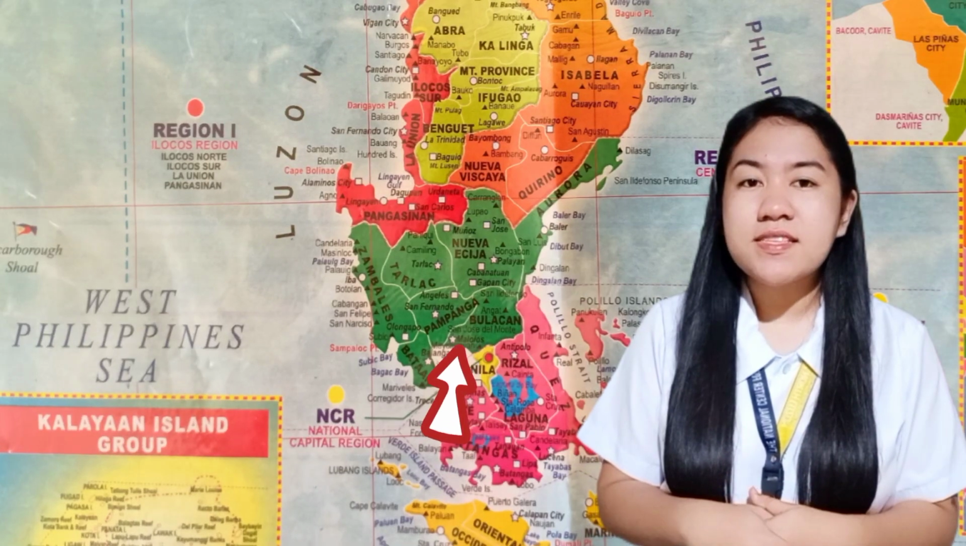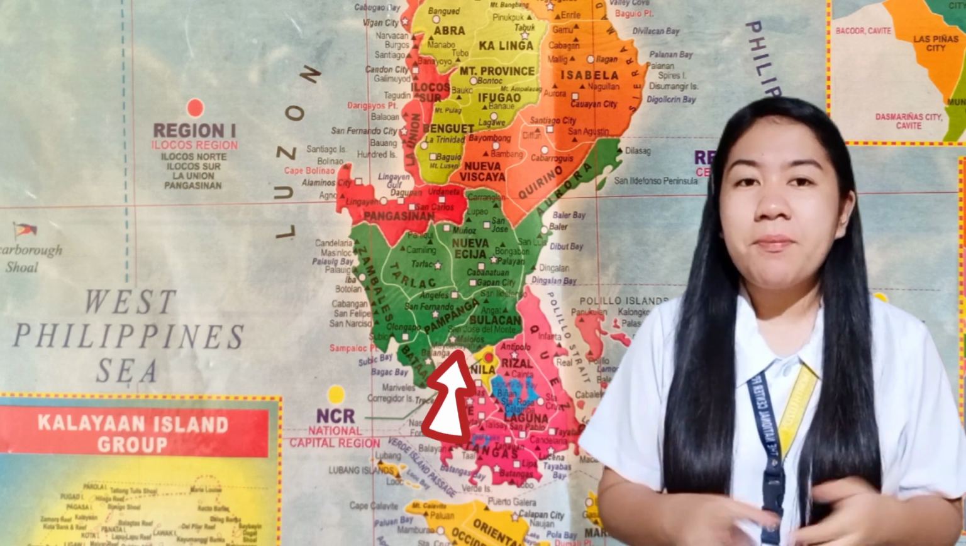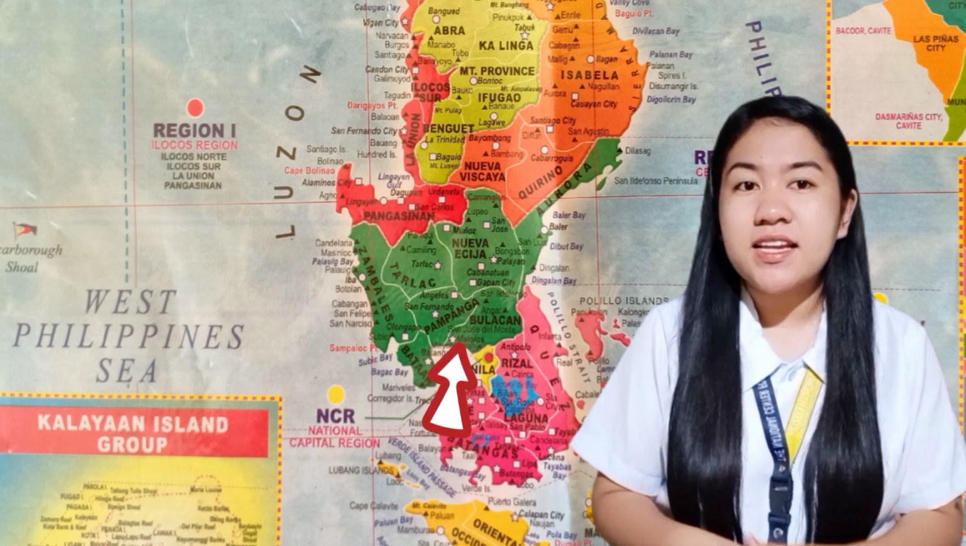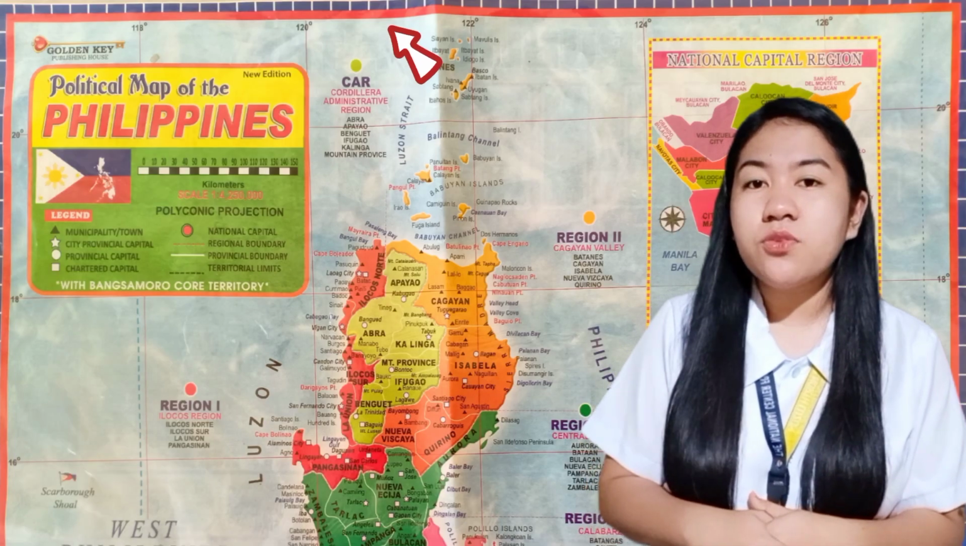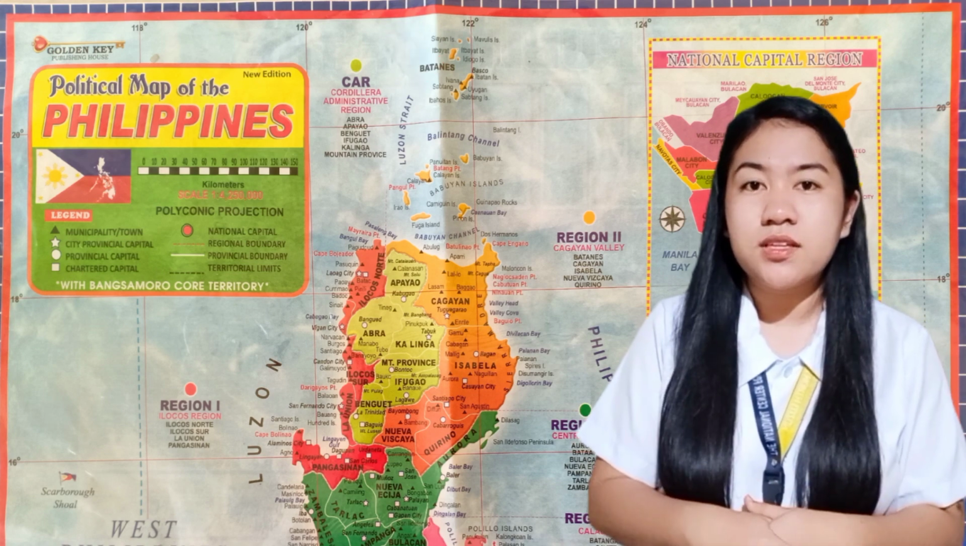Now, let's go to Bulacan. Bulacan is a province in the Philippines that is located in the central Luzon region. The capital is the city of Malolos, and its absolute location is 14.9968 degrees north, which is the latitude, and 121.1710 degrees east, which is the longitude.